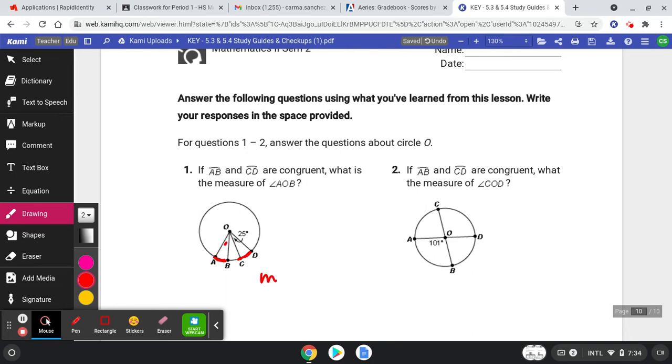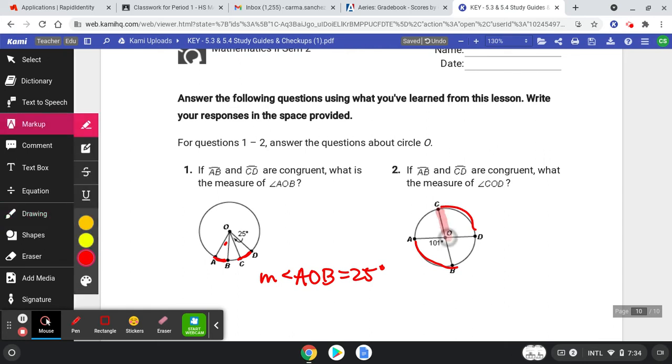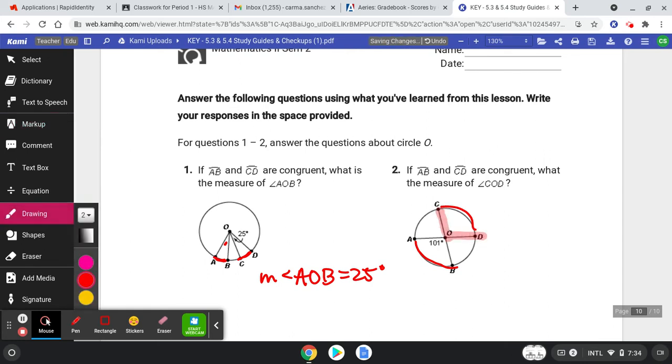So the measure of angle AOB is also equal to 25 degrees. You okay with that? Okay, next, if minor arcs AB and CD are congruent, what's the measure of angle COD? And so we can say that since the minor arcs are congruent, the measure of angle COD is also equal to 101 degrees. Do you guys also see that that's forming a vertical angle there? And we know that vertical angles are congruent.